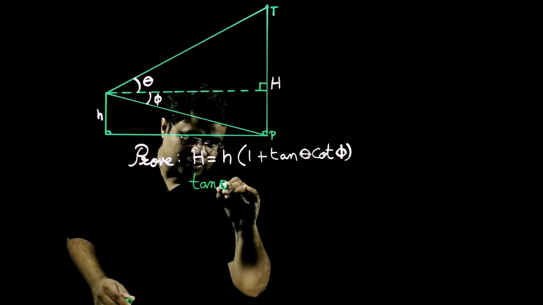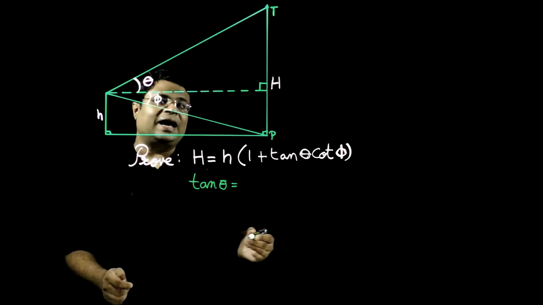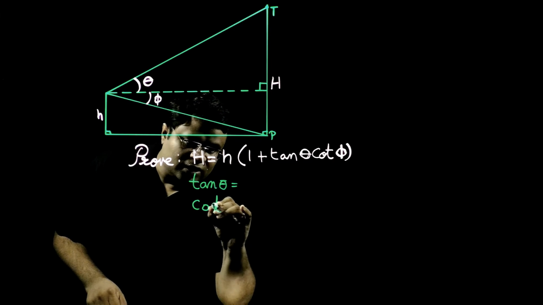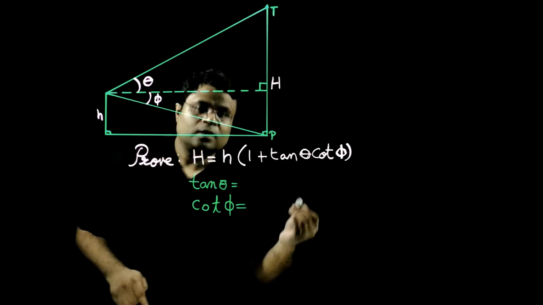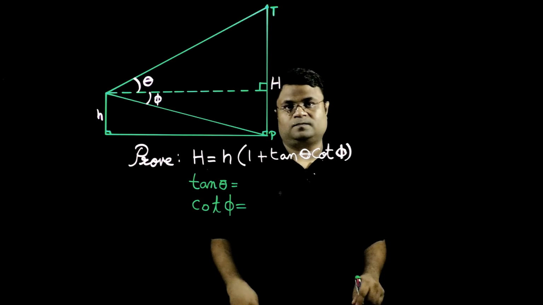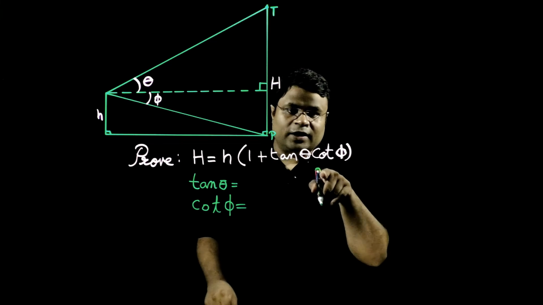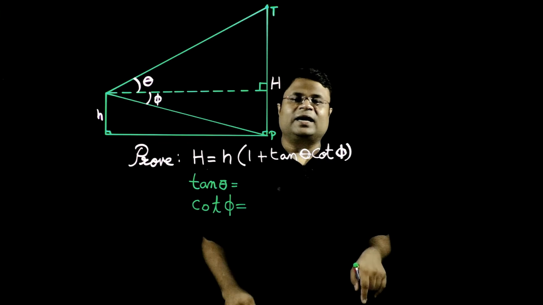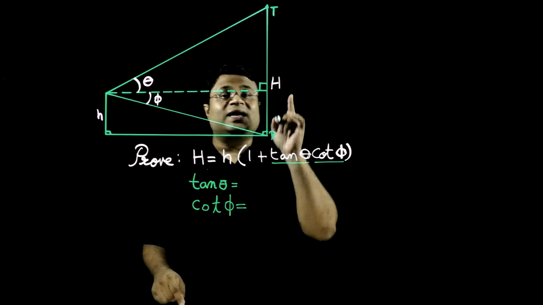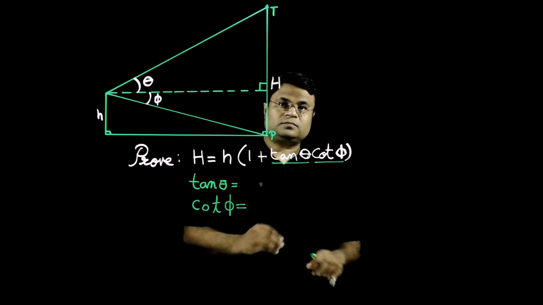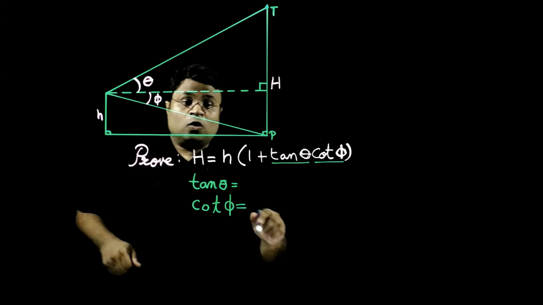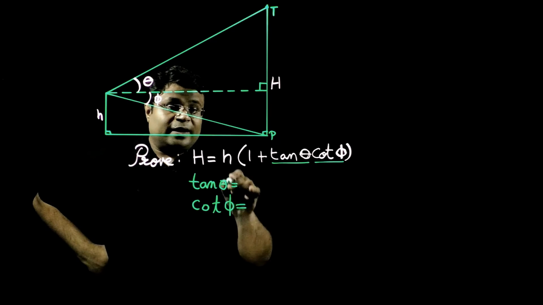That is, you take tan theta and cot phi. Step number 2, take tan theta and cot phi. Why did you not take tan phi and cot theta? Because what is mentioned here, you must use exactly that. Good. Next thing, write these values.